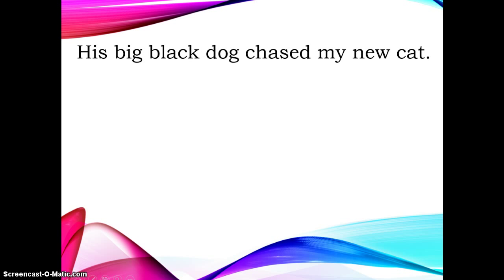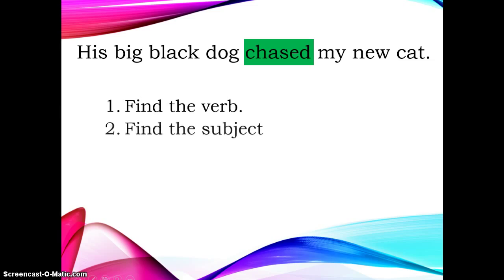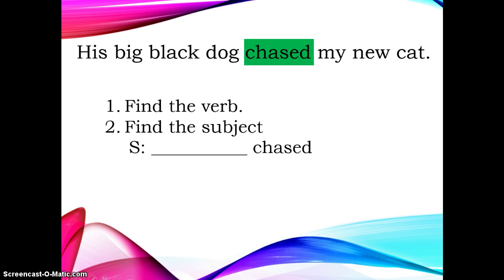His big black dog chased my new cat. The first step is to find the verb. Here, the action of the sentence is chased. Because this is the simple predicate, we're going to indicate it with a green box. Second, we find the subject. We do this by asking who or what chased. The answer to that question is dog. Because dog is a noun and the simple subject, we will indicate it with a red box.